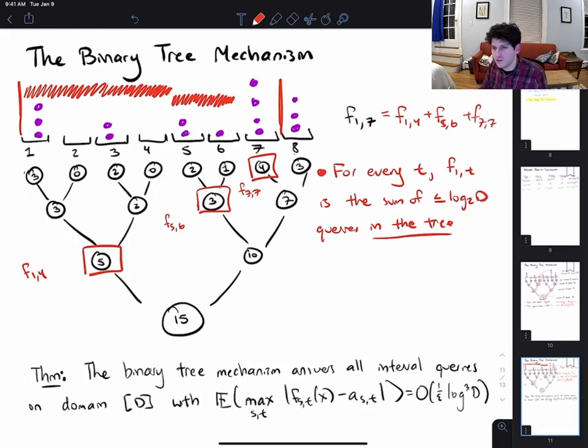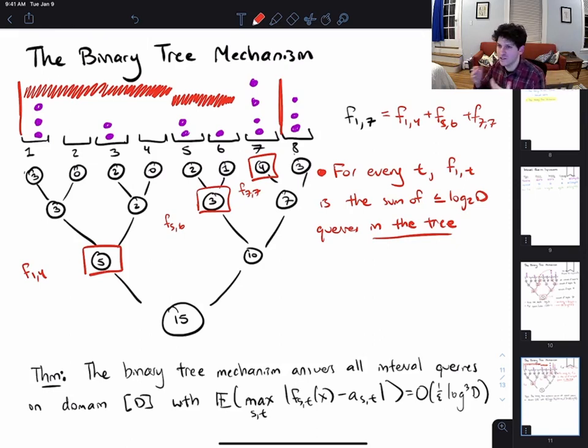This is going to be an exercise in the lecture notes. It'll probably be an in-class problem to prove it. But the intuition is that I should only be summing up one interval from each level. If I'm ever summing up two intervals from some level, I could do better by just combining them. That's the rough intuition.